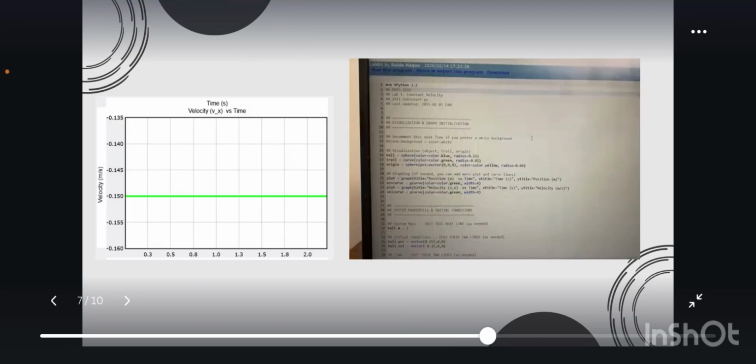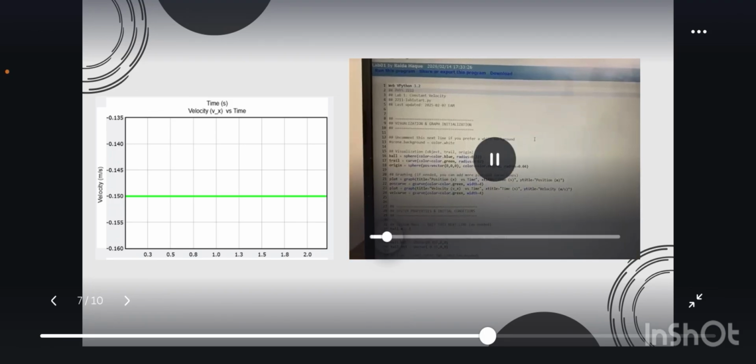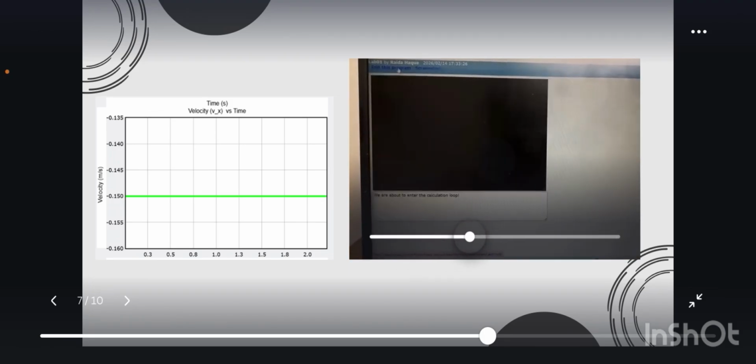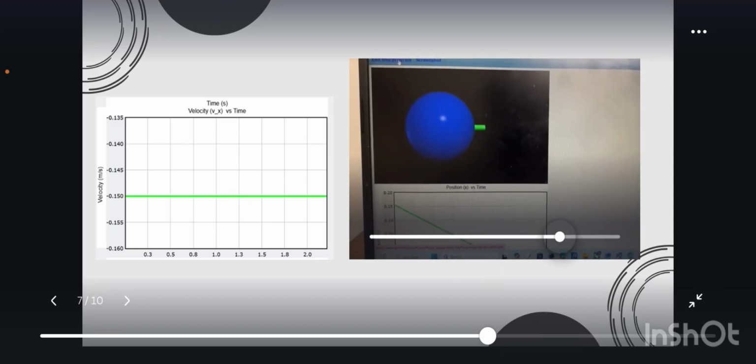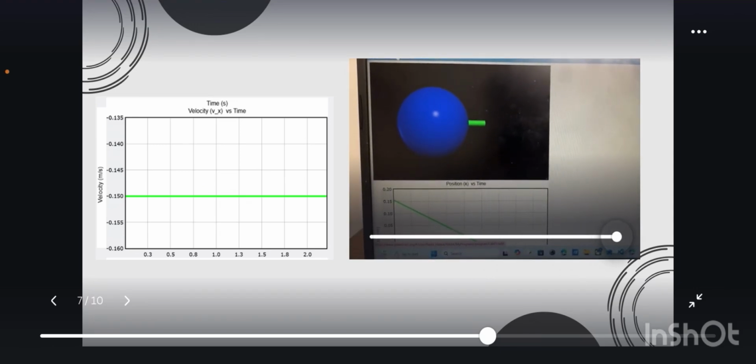The velocity versus time graph that I received is shown on the left, where you can see it's set at a constant value, and here is the model, which you can see replicates the motion of the marker horizontally on the desk.